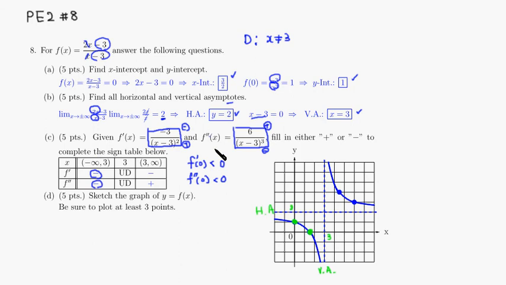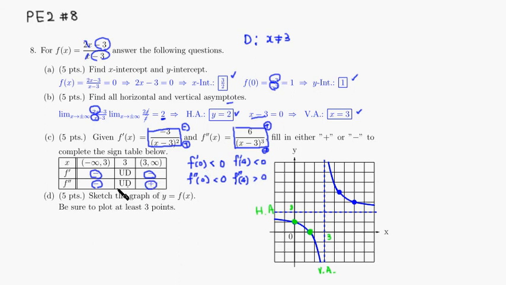If you try something bigger than 3, let's try f prime of 4, for example, the top is still negative, and 4 minus 3 is still positive, so it's going to be negative. So it's still negative here. And f double prime of 4 will give you 6 on top, which is positive, and 4 minus 3 cubed is positive, so positive over positive is positive, so you have a positive sign there.